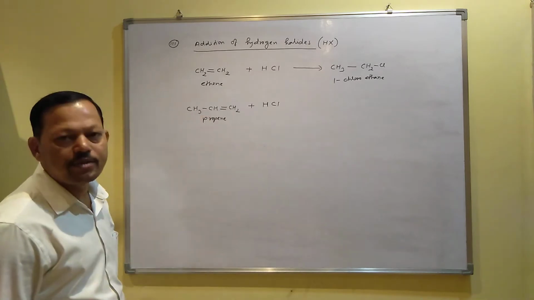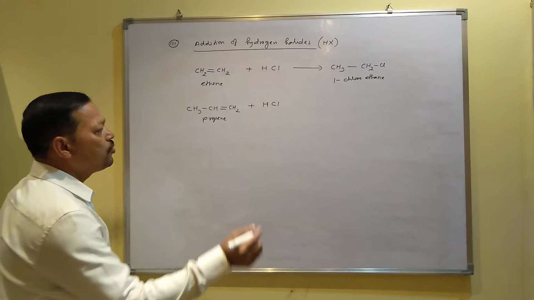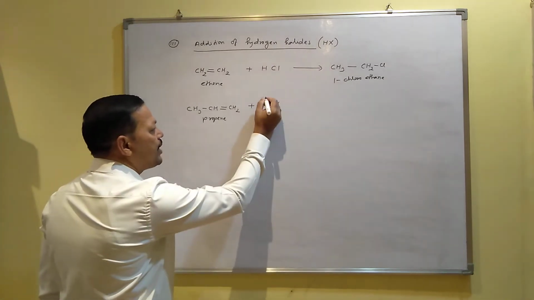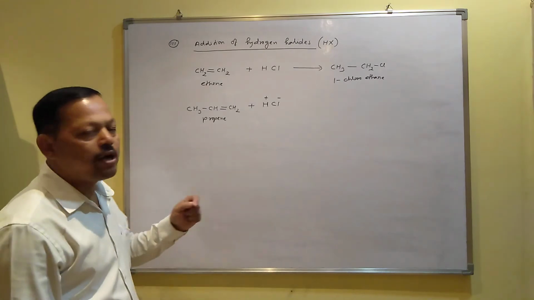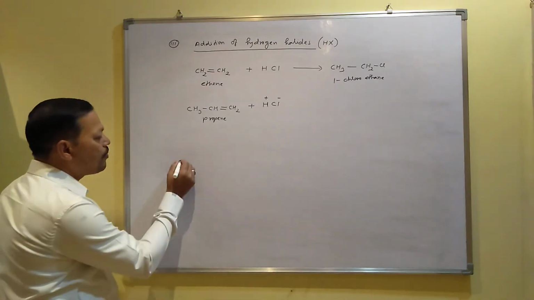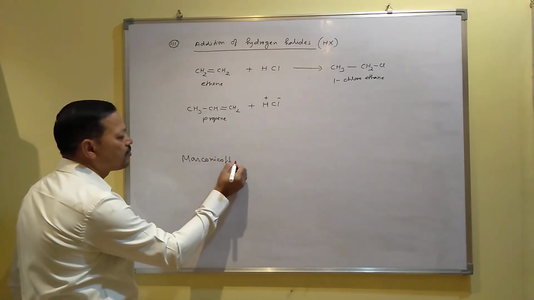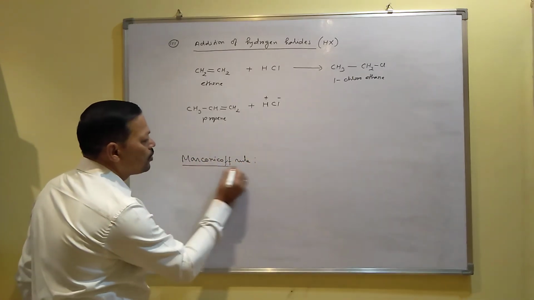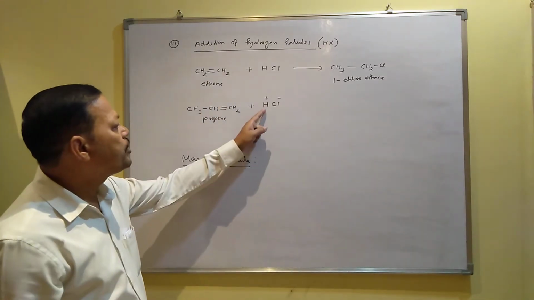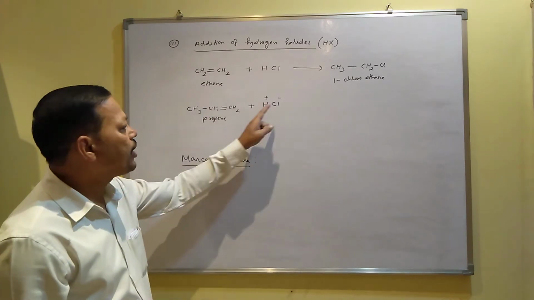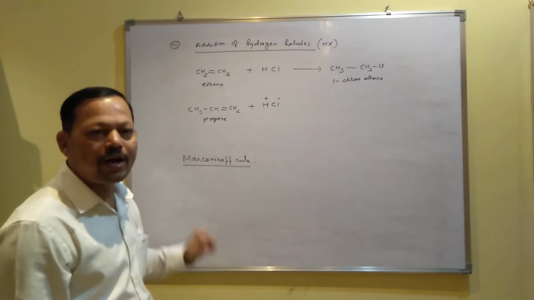But in case of unsymmetrical alkene, when you add these hydrogen halides, as you know, in hydrogen chloride, H is plus, chlorine is minus. So in case of unsymmetrical alkene, you have to apply a rule which is called Markovnikov Rule. As you know, addition takes place always with the double bonded carbon. Now the hydrogen will be joined with which double bonded carbon, and the Cl minus ion will be joined with which carbon, that is given by the Markovnikov Rule.